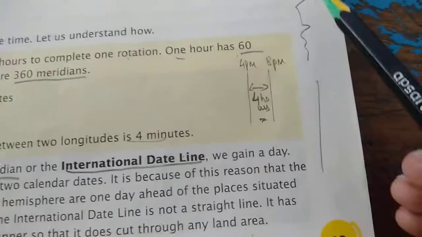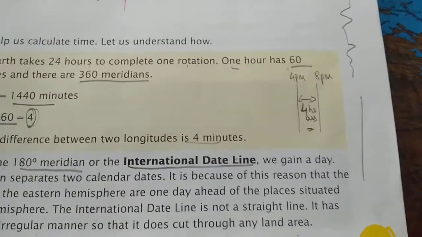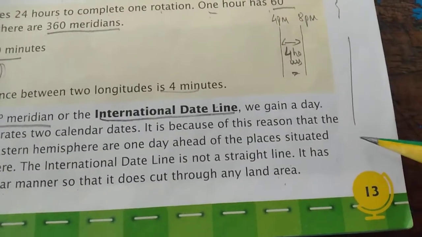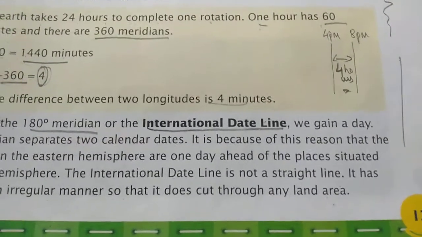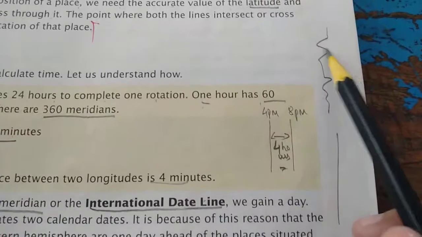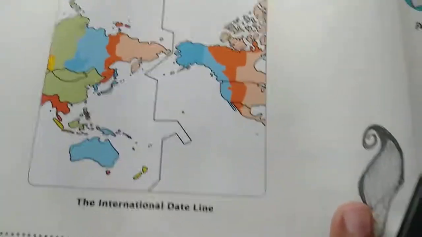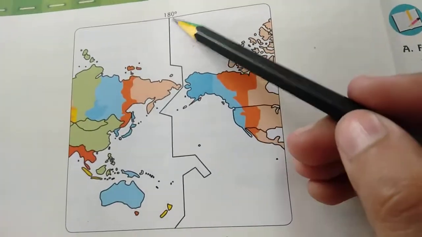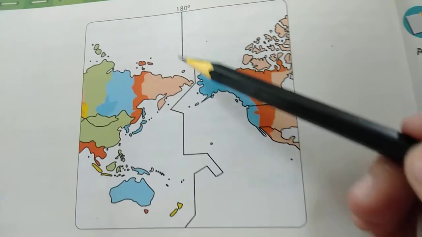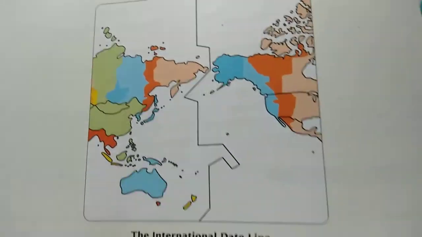So why is it in the zigzag position? Because they don't want it to cut any place. If the line were straight, then it would cut through different types of land. So in order to prevent this problem, they have made the international date line in a zigzag way. In the picture on page number 14 of your chapter, you can see this is the international date line and it is in a zigzag position.